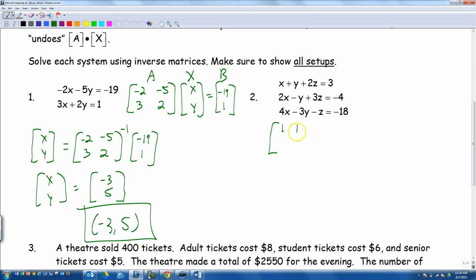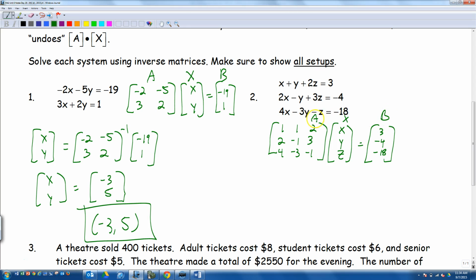Alright, so this one here, my A matrix is 1, 1, 2. This one's 2, -1, 3, and this is 4, -3, -1. My x matrix is x, y, z this time, and it's equal to 3, -4, -18. So this is B, X, and A. All you have to do is show me that and then write, I did this. So you don't have to write that out every time, okay?